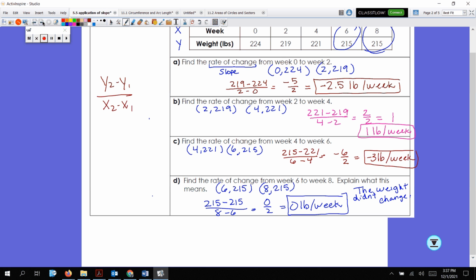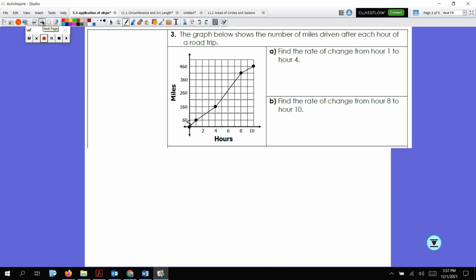Moving on to the back side. Here we go. We got some graphs. All right, the graph below shows the number of miles driven after each hour of a road trip, right? These are ordered pairs, these little points here on this graph. Okay, so A says find the rate of change, which is the slope, from hour 1 to hour 4.